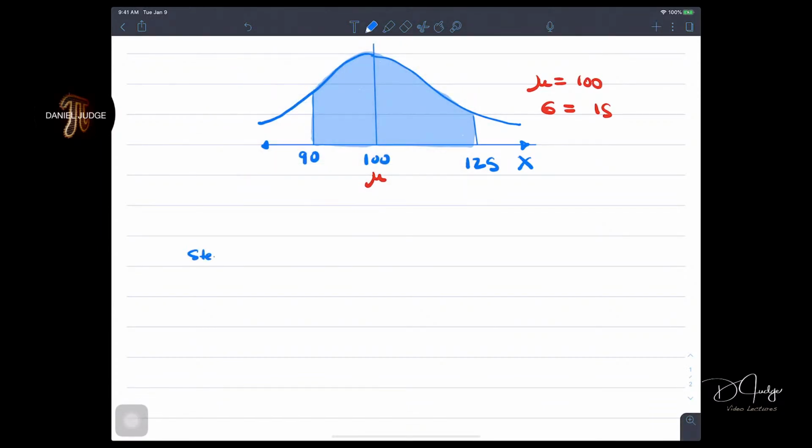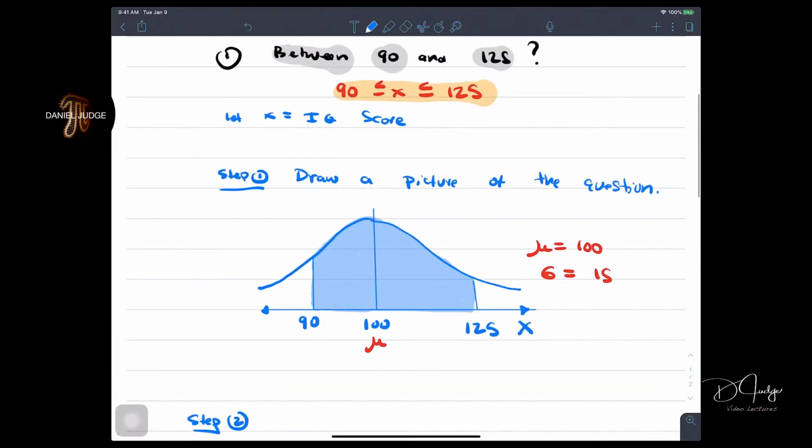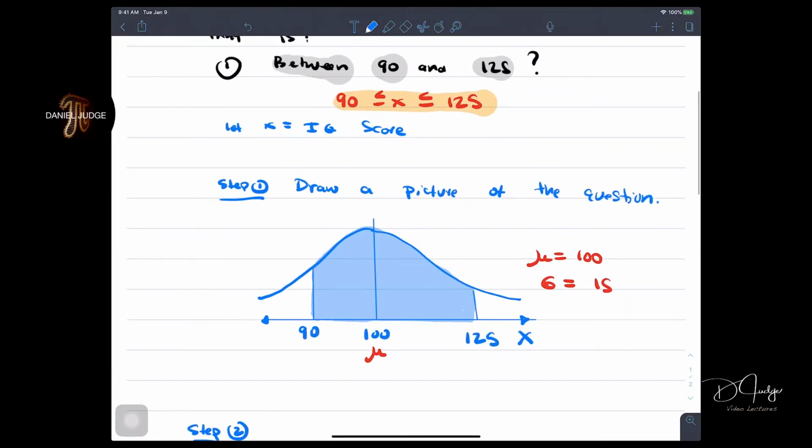So this is my first step: drawing a picture of the question. Does anybody have any questions on this part? All right, any questions on that part? That's a picture of the question.